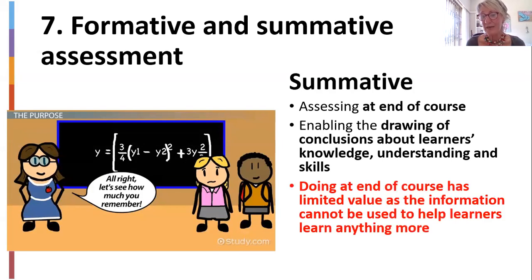And this is normally done at the end of the course, and it's obviously of limited value because the students cannot take that information and improve on what they already know. So it can't be used to help them achieve any more. So this is where summative has a disadvantage because it's got limited value. It's only used for promotion or demotion, but the students can't develop further.